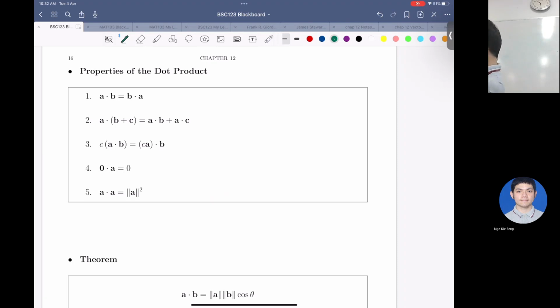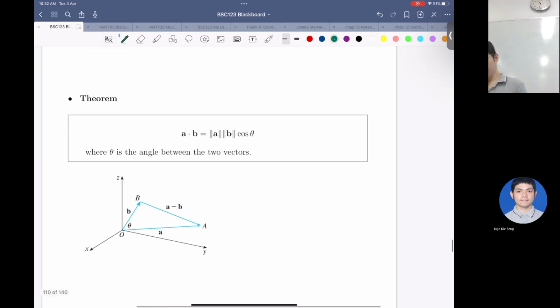The dot product here is commutative, we can also distribute, and so on. We can compute the length. Property 5 is the definition, which is what we taught just now. Property 4 is very important: a zero vector dot with a vector, you get the number 0.